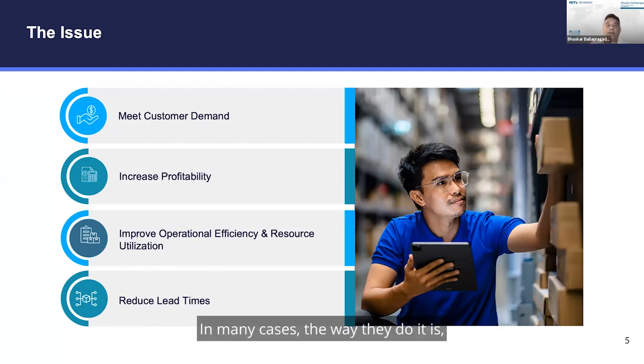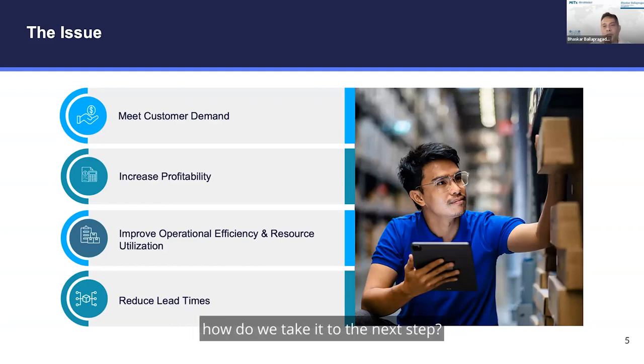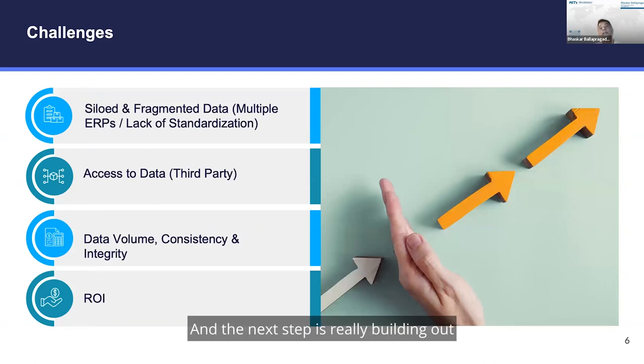In many cases, the way they do it is, they'll typically have some sort of a business intelligence system, right? Whether it's Power BI, Tableau, Qlik, or there are several others, and they'll have some visualizations. But a BI just uses visual charts and line graphs, and it doesn't really provide you with the necessary insights or the recommendations or the decisions. That's left up to the analyst or the operator to figure out. And so the question always comes, well, how do we take it to the next step? And the next step is really building out an end-to-end solution.